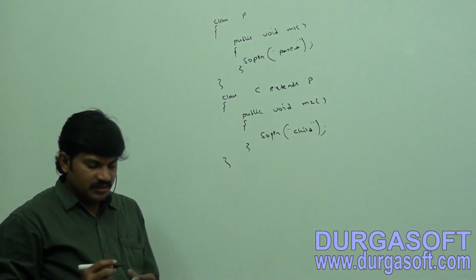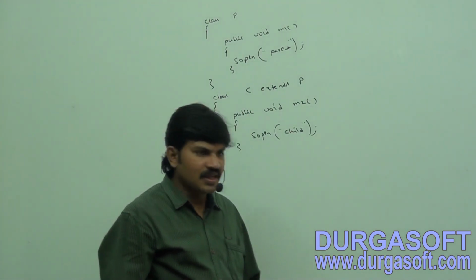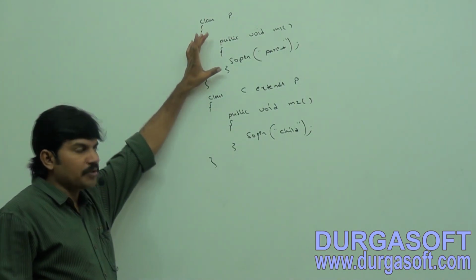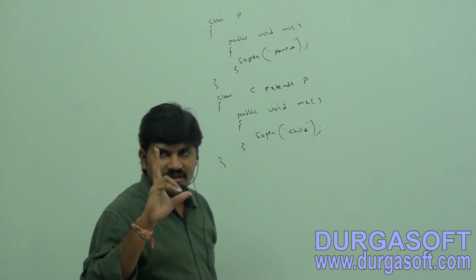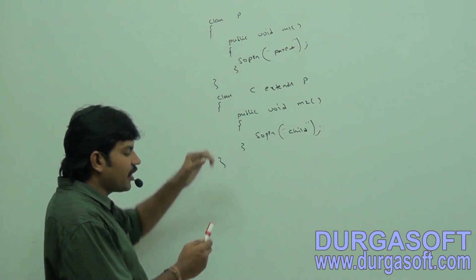Okay, like this. Sir, can you tell how many methods the parent class contains? One method. What is that method? The M1 method, right? How many methods does the child class contain? Two methods, because the parent class M1 method is by default available to the child.